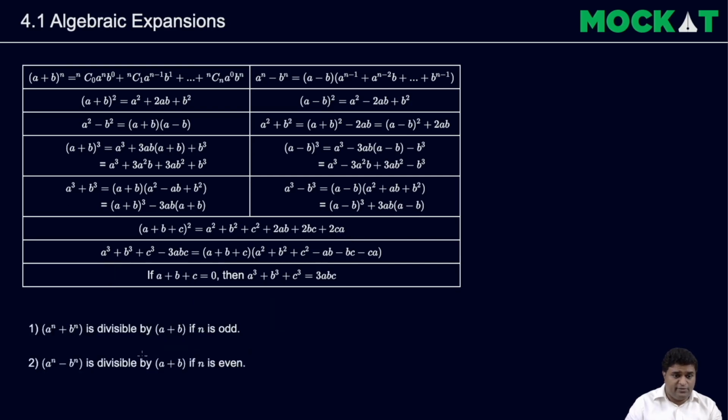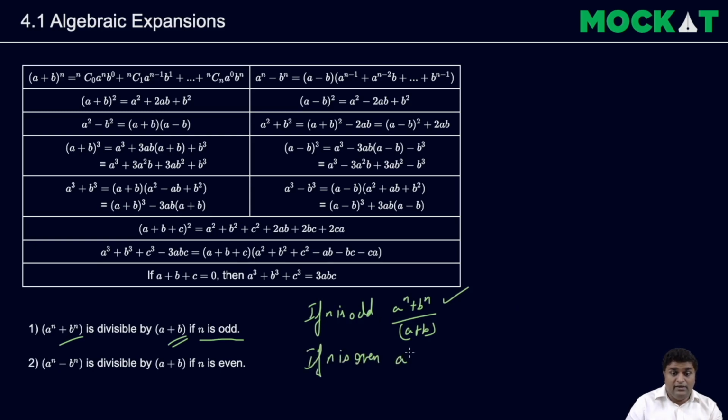Now there are two other special properties which you need to remember, right? The first is this: a power n plus b power n is always divisible by a plus b if n is odd, right? So start this way: if n is odd, then a power n plus b power n is divisible by a plus b. If n is even, right, then a power n minus b power n is divisible by a plus b. Once again note that in the denominator you have a plus b in both the cases, right?